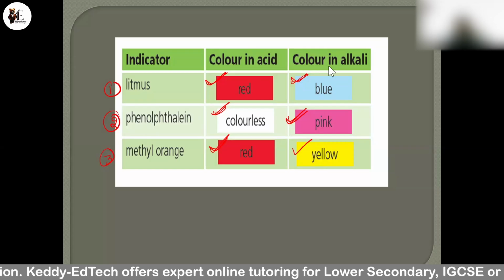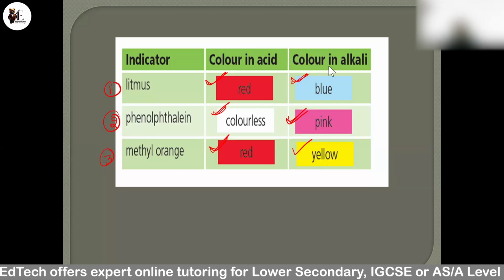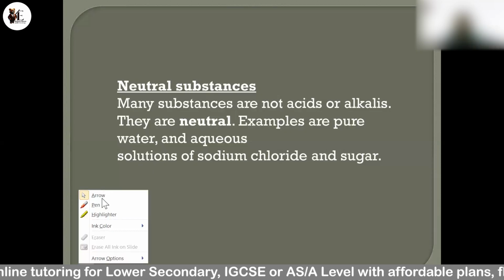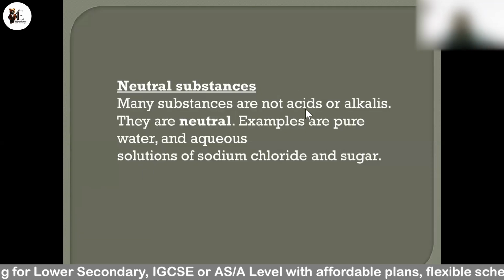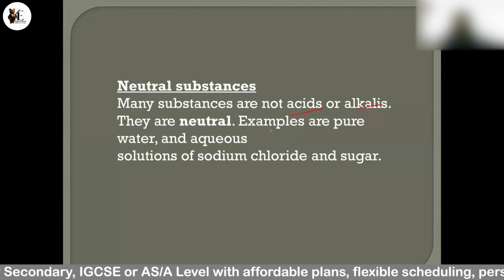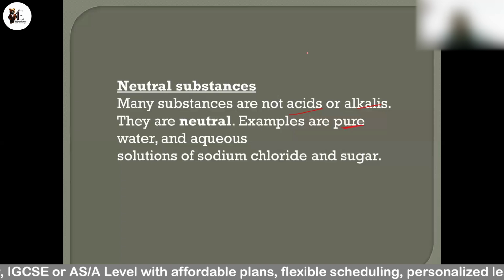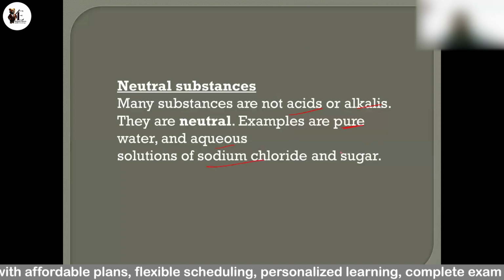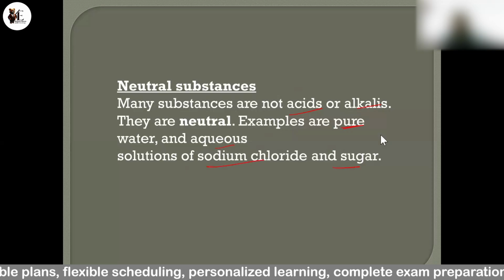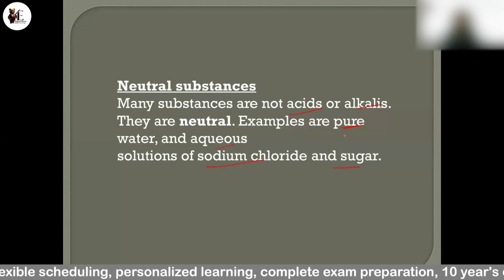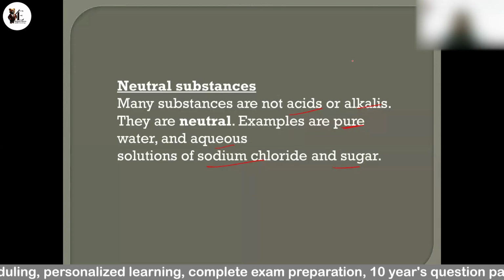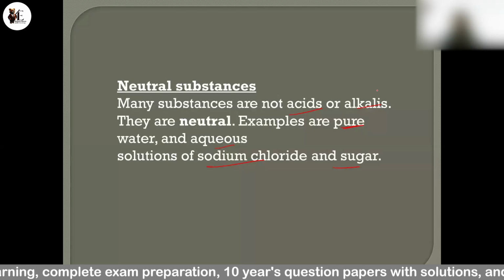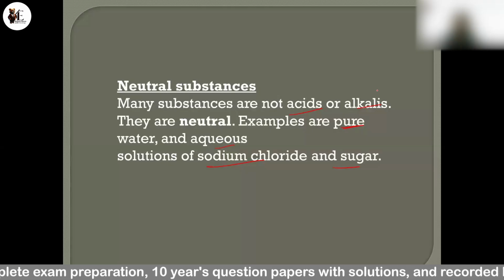Make this table. These three indicators are very important. You know what are neutral substances? There are some substances which are not acids, which are not alkalis. They are neutral. For example, pure water, it is not an acid, not an alkali, it is neutral. Aqueous solutions of sodium chloride, sugar, not acid, not base, they are neutral. Examples: pure water, aqueous solution of sodium chloride, and sugar.